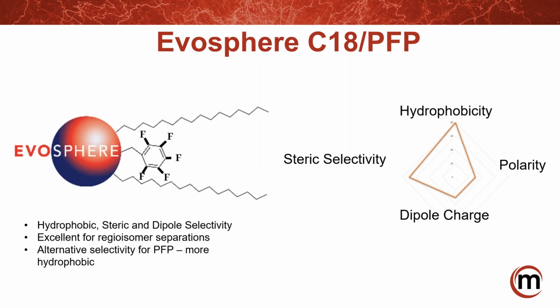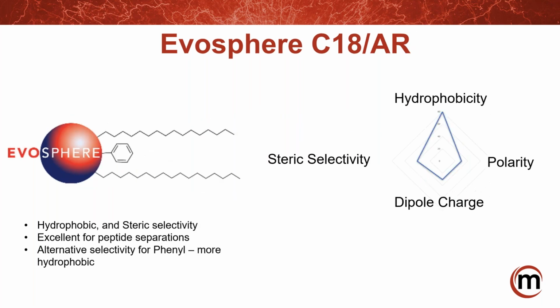So the next one is the C18 PFP. So here is interesting because you get hydrophobicity and regioisomer selectivity. So what we have here, you get some steric selectivity, polarity, dipole charge. And so I'll talk about how we're using the C18 PFP in the metabolomics application later on.